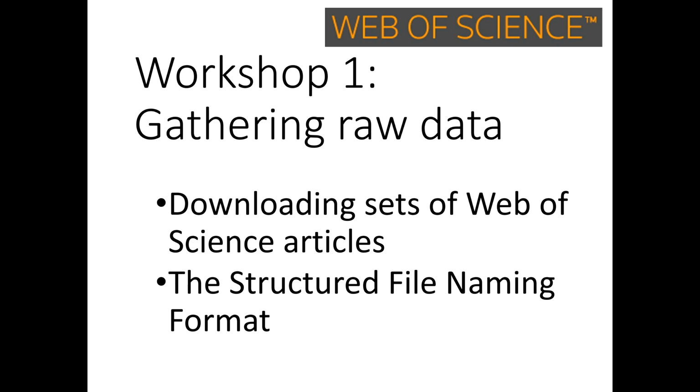So workshop 1 is going to look at gathering the raw data, in particular downloading sets of Web of Science articles and the structured file naming format. I'm going to go through how it works at the University of Wolverhampton, and you'll need to modify these instructions for however you access the Web of Science from your institution or from your home computer. And if you're using Scopus or Dimensions, then you'll have to modify the instructions to cope with the different ways that they work.